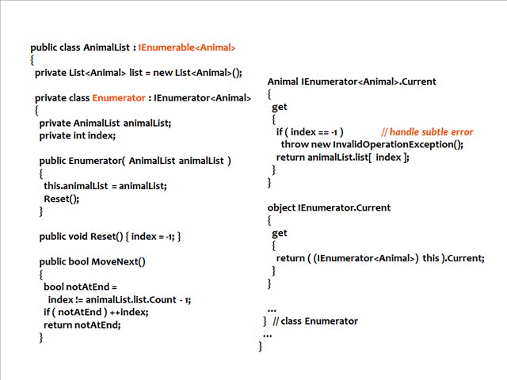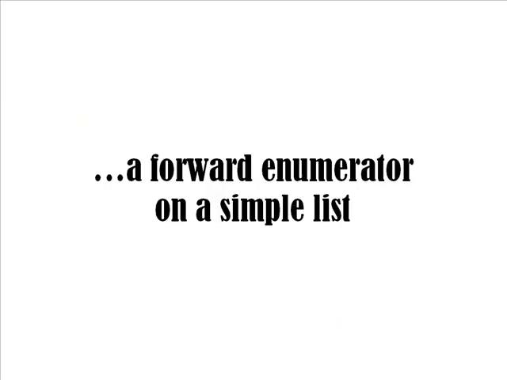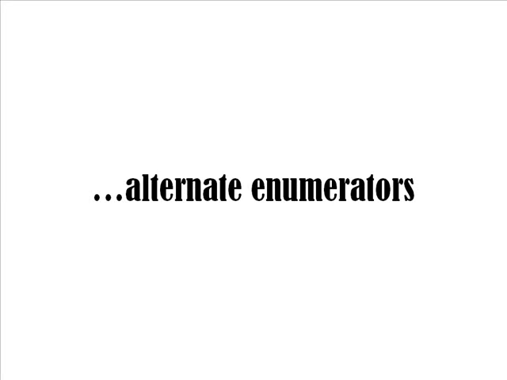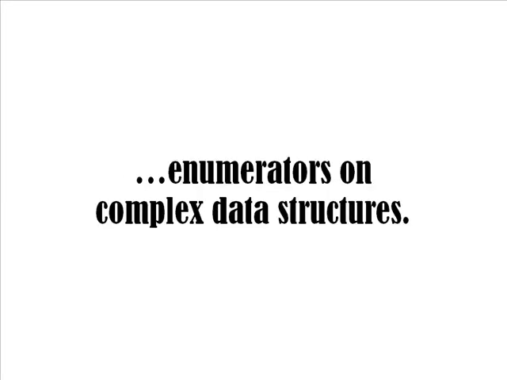It's subtle. Now I have to deal with remembering to do that on every enumerator that I write. It's just a lot of hand-holding. If you think about it, this whole thing is a lot of work. Just for a simple forward enumerator on a simple list, there's going to be more work involved for alternative enumerators over different collections, and even more work if I'm trying to do an enumerator of a complex data structure. So this is going to be a big headache if I want to use enumerators a lot.